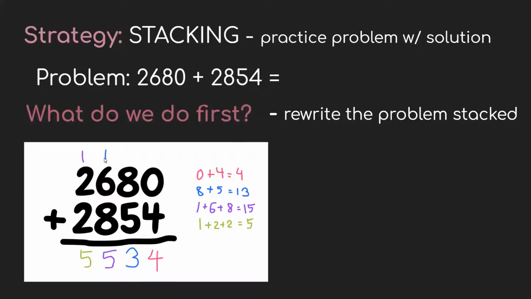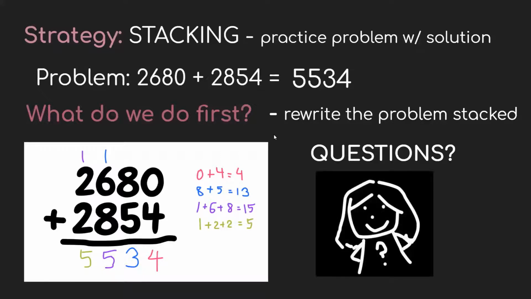Then adding down again, 6 plus 8 plus 1 is 15, and then we're going to carry again, and then we have 2 plus 2 plus 1, which is equal to 5, giving us our final answer, 5,534. If there's any questions, feel free to ask us.